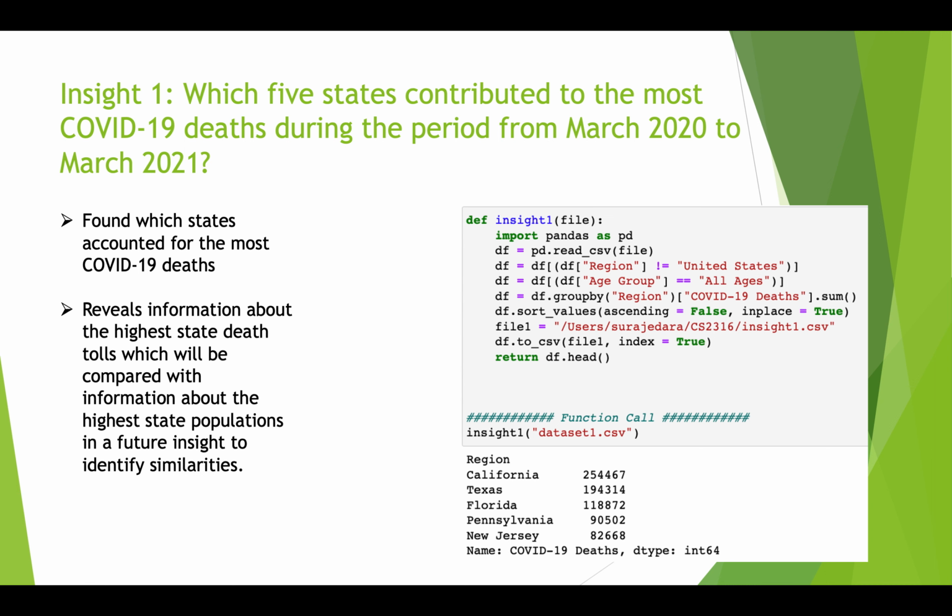Now I will move on to the data analysis portion of this presentation. For my first insight, I found which 5 states contributed the most COVID-19 deaths from March 2020 to March 2021. This was insightful because it revealed information about the highest state death tolls, which I compared with information about the highest state populations in a future insight to identify similarities.